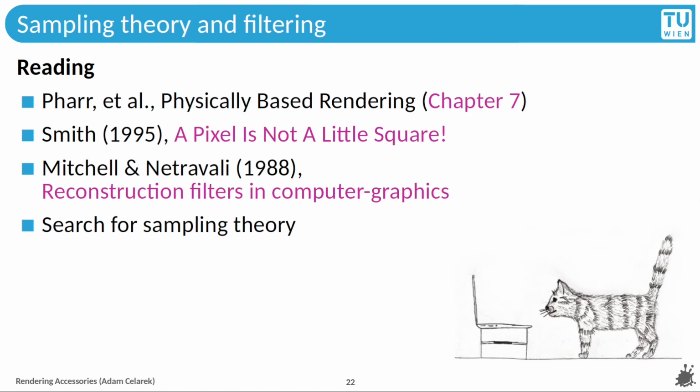Here are some reading links. Check for instance our course book. It covers sampling and reconstruction quite extensively, including more sampling theory and comparisons between the different filter types. A classic read is "A pixel is not a little square." You can also read the original paper by Mitchell and Netravalli. And finally, I've seen that there are many YouTube videos about sampling theory and even more text resources on the net.